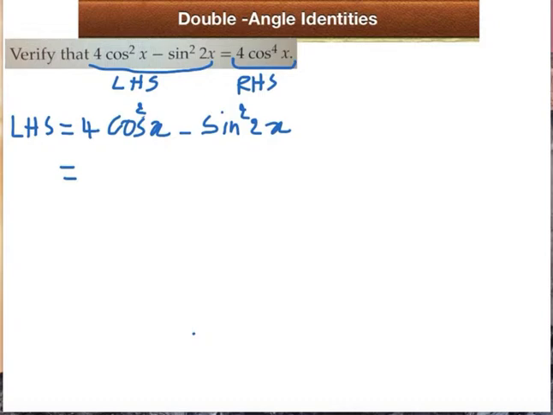There is no 2x. So what I'm going to do, I maintain the 4 cosine square because it doesn't harm the right hand side. Minus, I'm going to change sine 2x into an expression in terms of x only. So what do I use? I use the identity sine 2x, which if you remember, is 2 sine x cosine x.